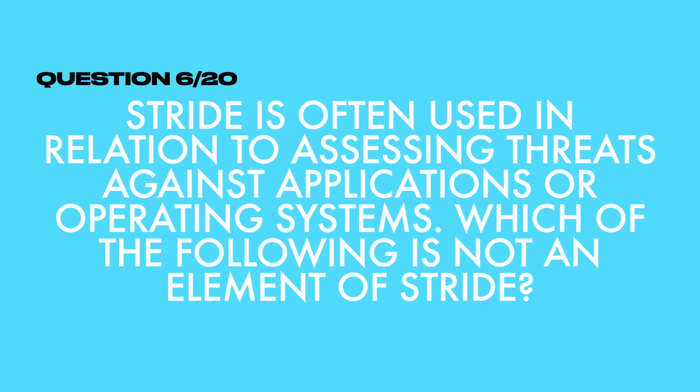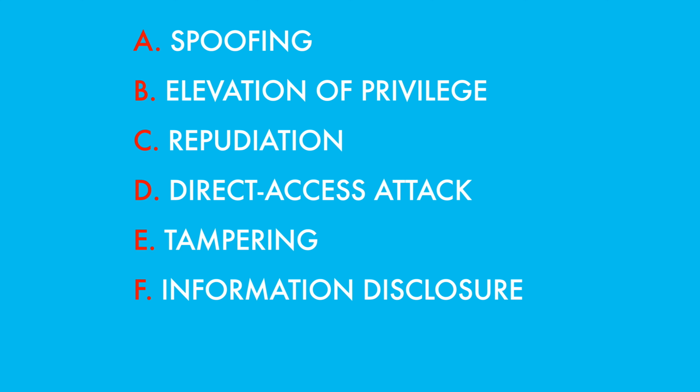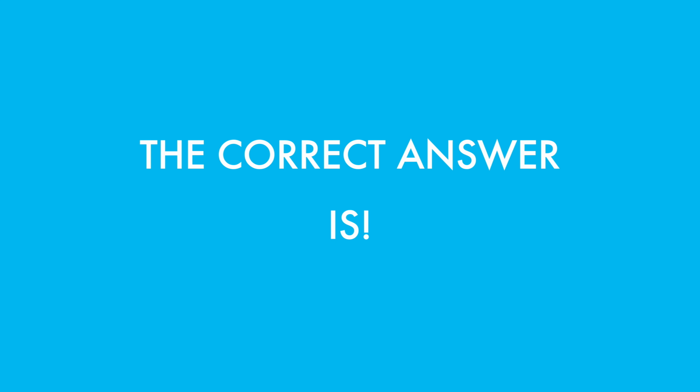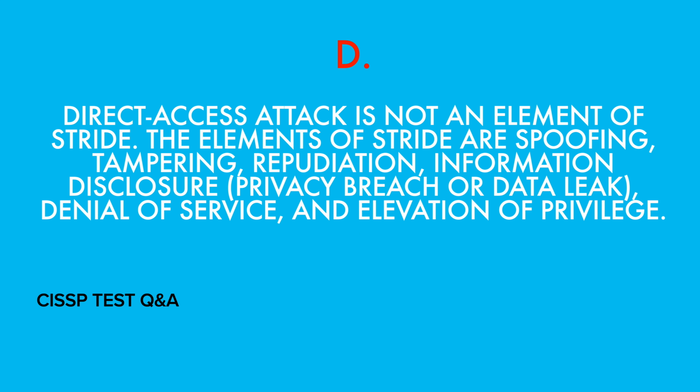Question 6 of 20. STRIDE is often used in relation to assessing threats against applications or operating systems. Which of the following is not an element of STRIDE? A. Spoofing. B. Elevation of privilege. C. Repudiation. D. Direct access attack. E. Tampering. F. Information disclosure. The correct answer is D. Direct access attack is not an element of STRIDE. The elements of STRIDE are spoofing, tampering, repudiation, information disclosure, privacy breach or data leak, denial of service, and elevation of privilege.